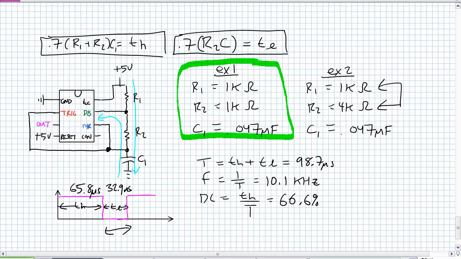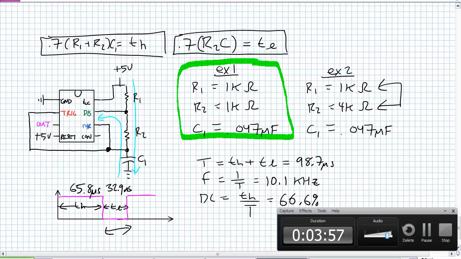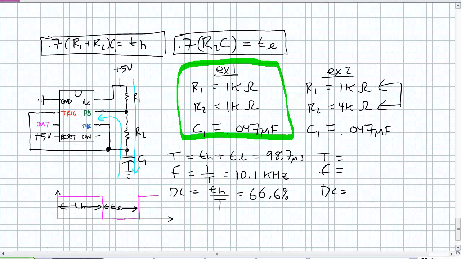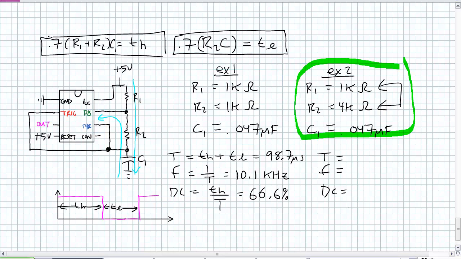In this particular configuration, let me go ahead and wipe out the diagram. So in this particular configuration, i.e. for example 2 now, we're going to have a large resistor on resistor 2, a small resistor on resistor 1, and we're keeping the capacitor the same. So time high for the second configuration is going to be 164.5 microseconds. Time low is going to be 131.6 microseconds.